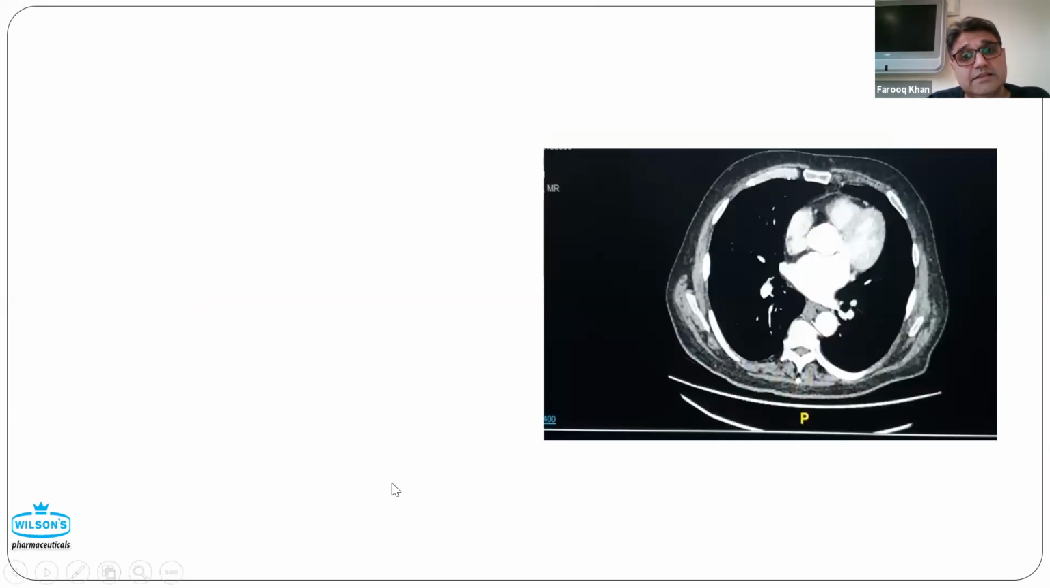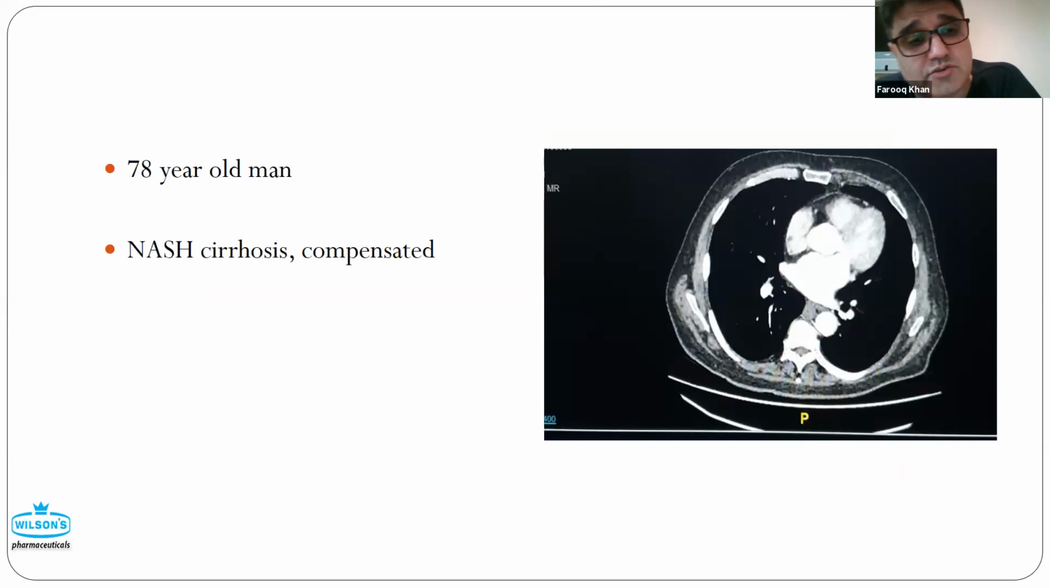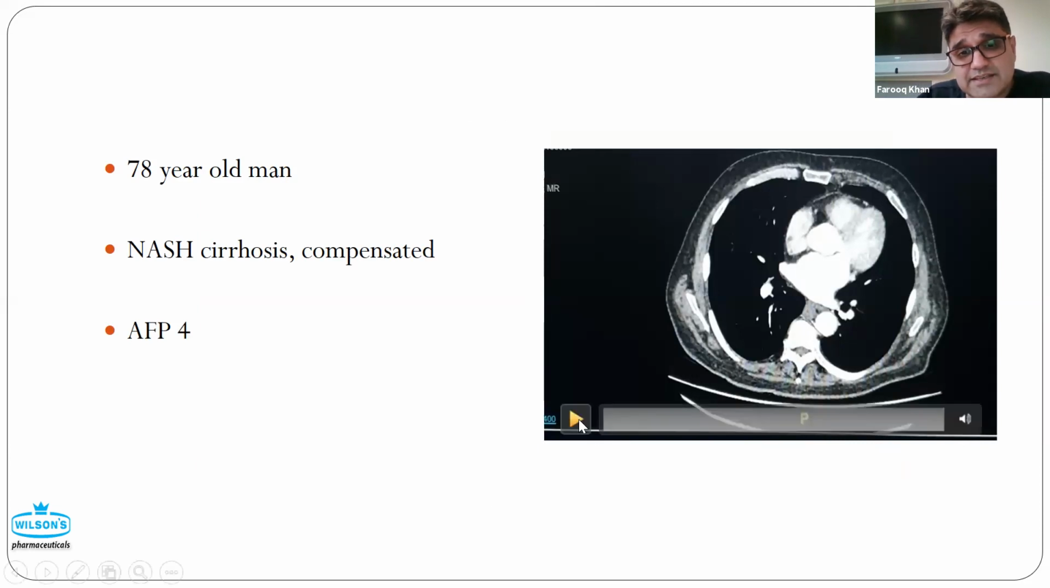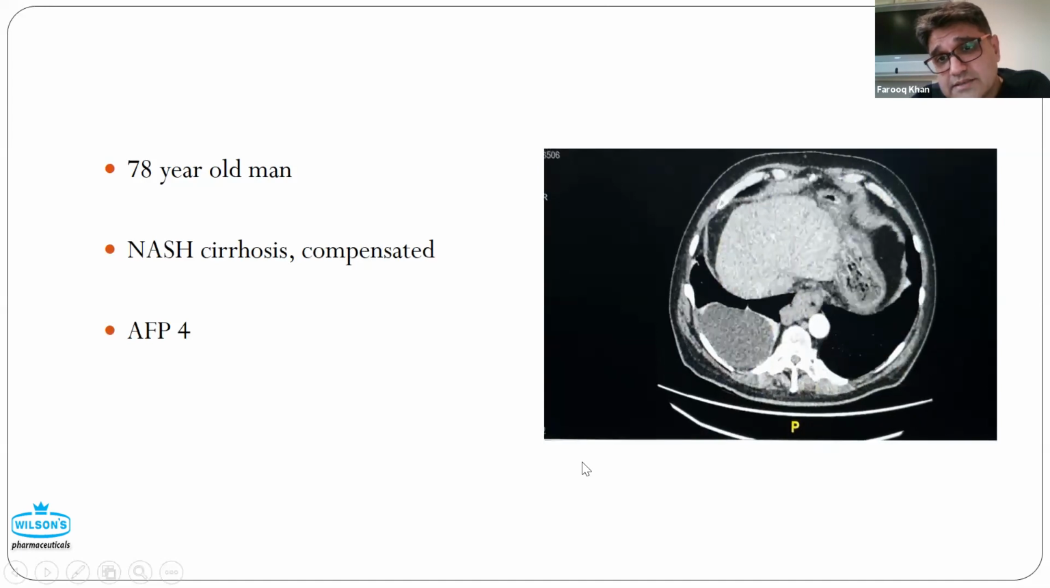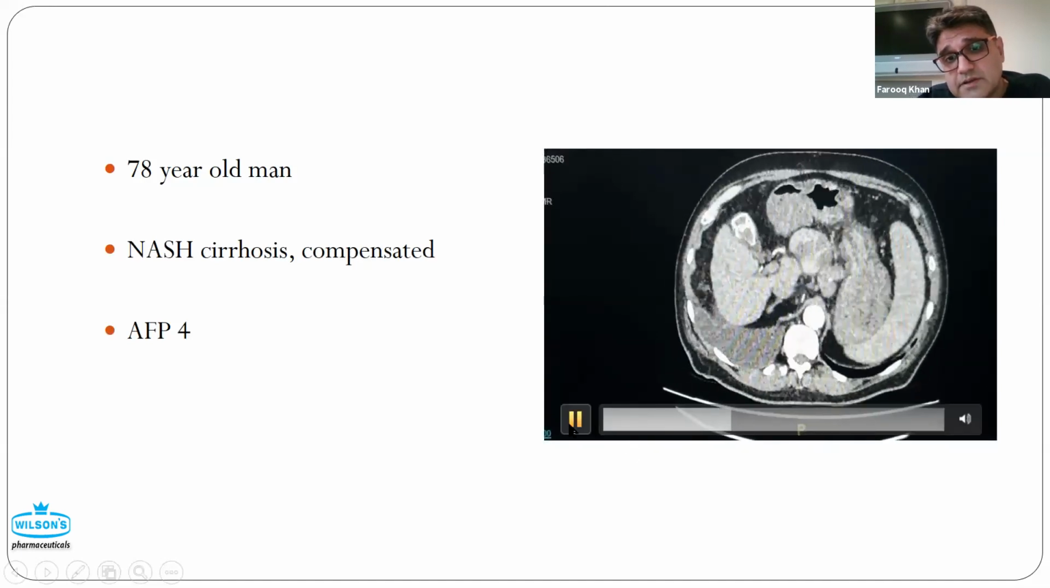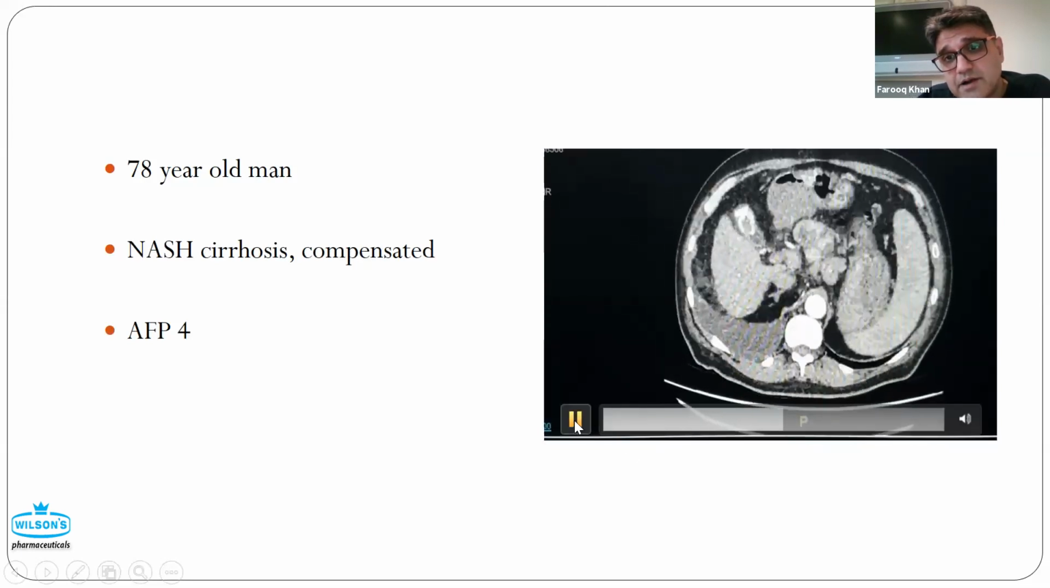Okay, let's have a quick look at this case that I wanted to present to you guys. It's my patient. It was a 78-year-old man, NASH cirrhosis. He was compensated, and his alpha fetoprotein was 4, and this was his CT scan. He was discussed at MDT at least twice, and I will stop it in a minute as I come up.